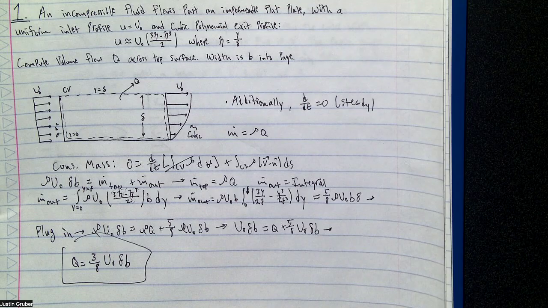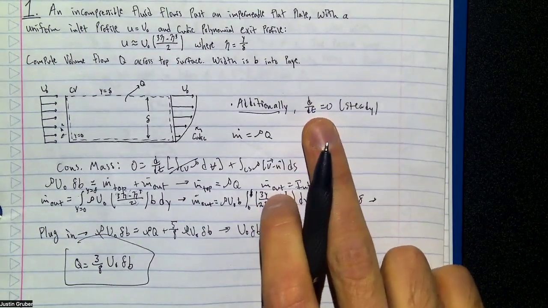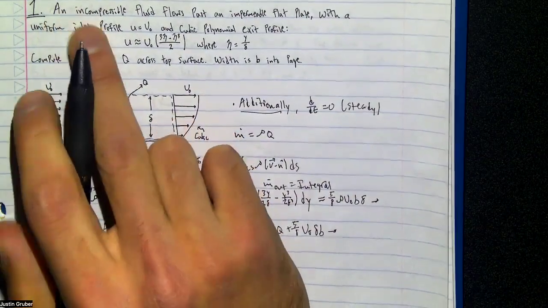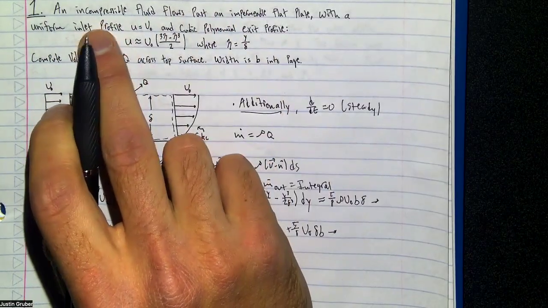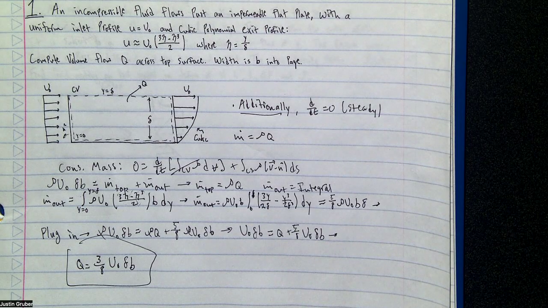For those listening in on the video too, I was lazy and didn't write my assumptions down. Always write your assumptions down. The only additional assumption I made, right here, was that d by dt is zero, because the problem already gave you all the assumptions: incompressible, impermeable, flat plate, uniform inlet profile. For the sake of time, I just didn't write all that down. On the exam, it'll be a subpart of the question.